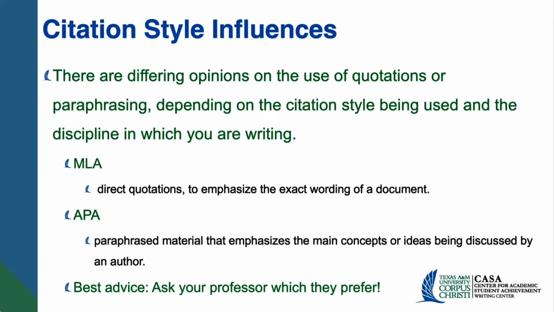Whereas APA, or the American Psychological Association, lends itself to the soft sciences, such as sociology, psychology, and any of the other sciences that fall under the humanities. Because we are not actively researching the exact wording of a document, but more the main concepts of the ideas, APA tends to lend itself more to a paraphrasing that emphasizes the main concepts. But once again, please remember, ask your professor which style they prefer. Sometimes your grade depends on it.